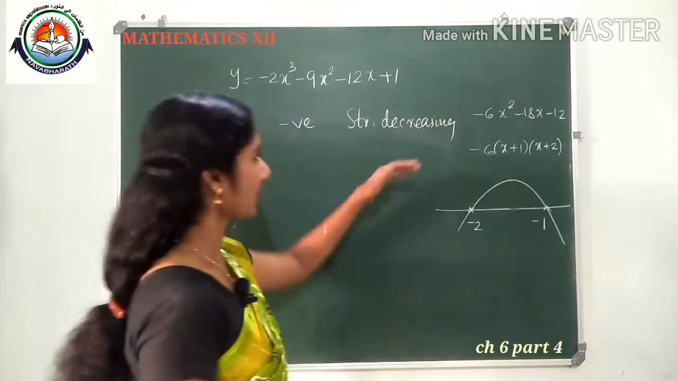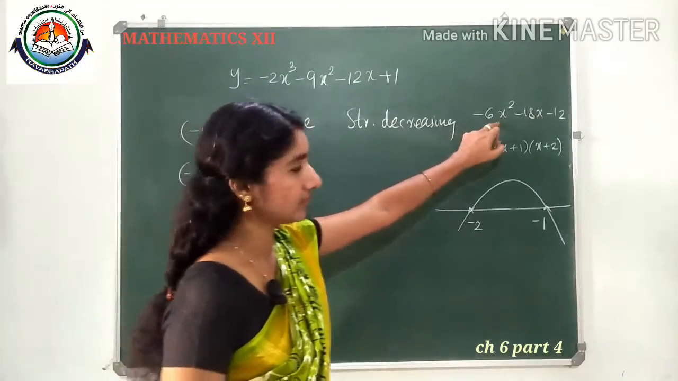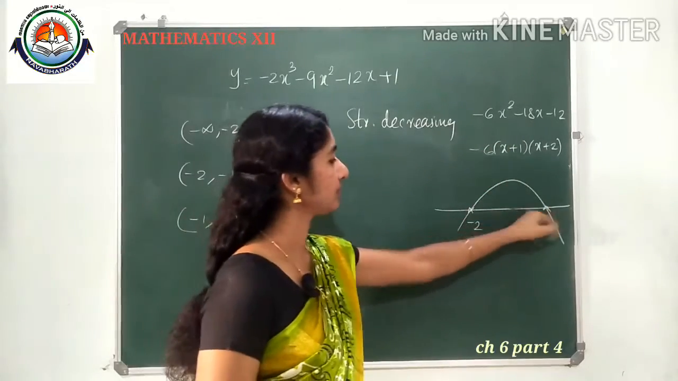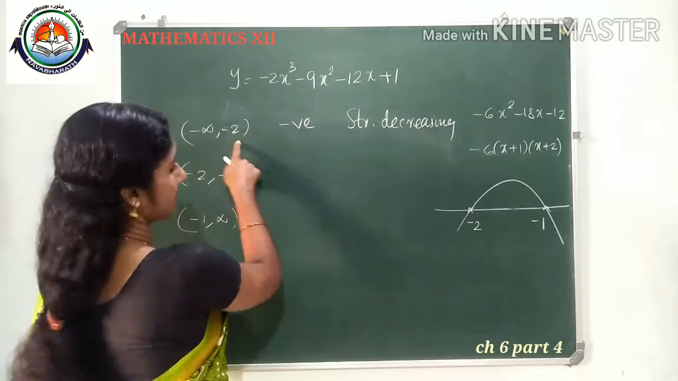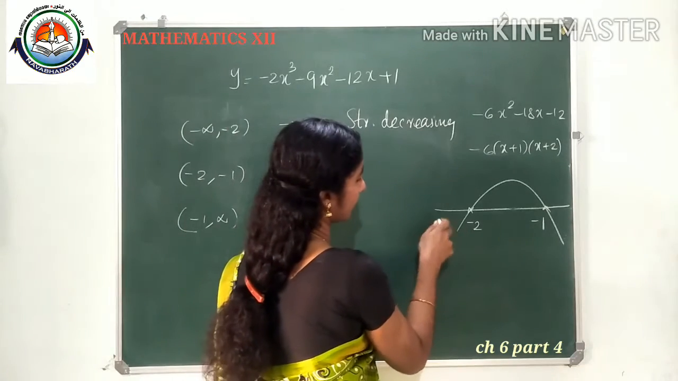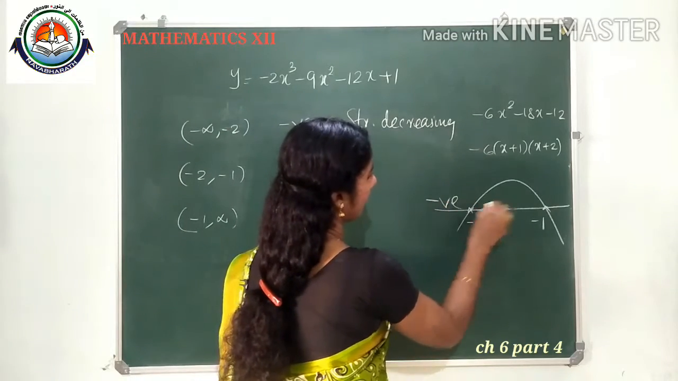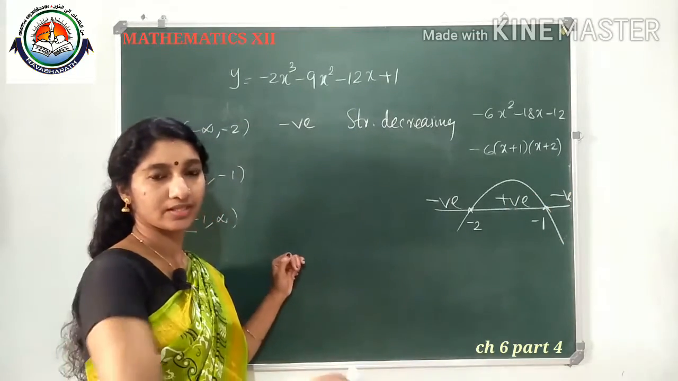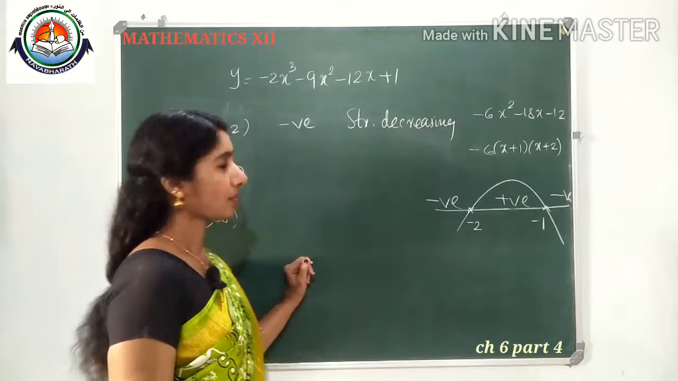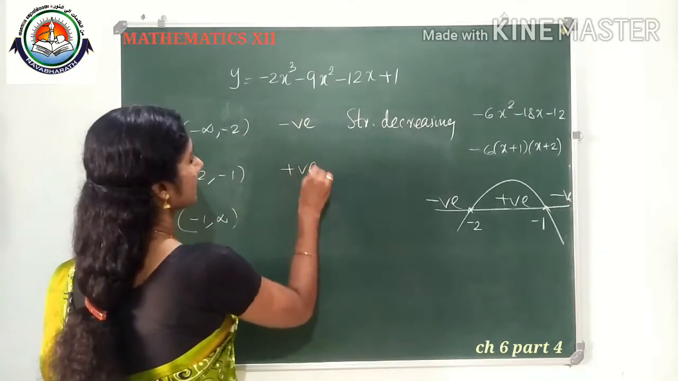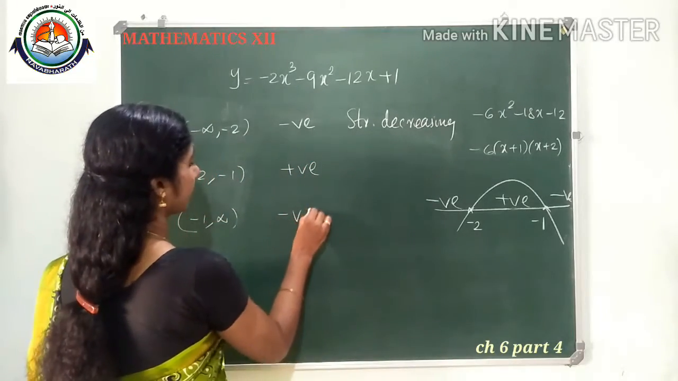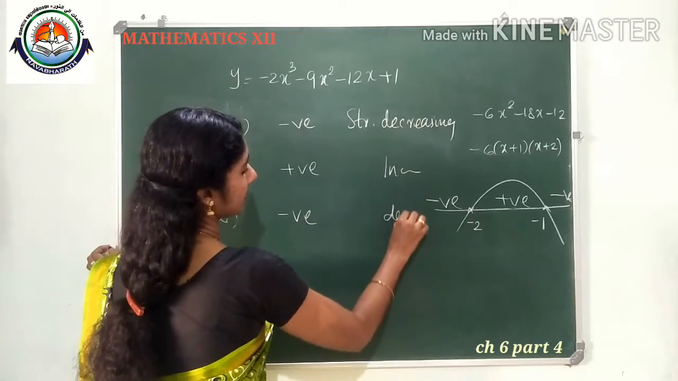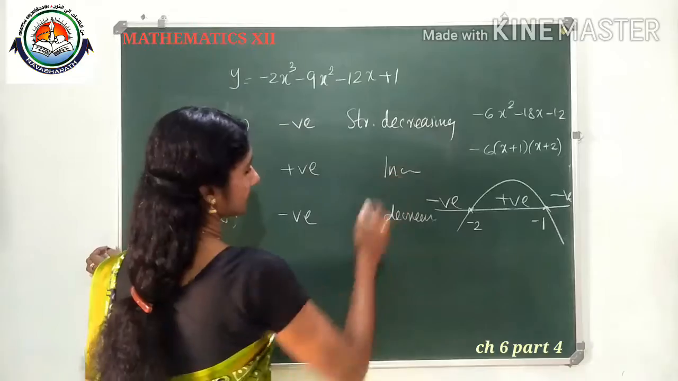Clear? Since it is a quadratic curve, we can find out very easily. If we find any one interval, say minus infinity to minus 2, we got it as negative, and then it alternates: this is positive, and this is negative. So here it is positive, strictly increasing, and here negative, strictly decreasing.